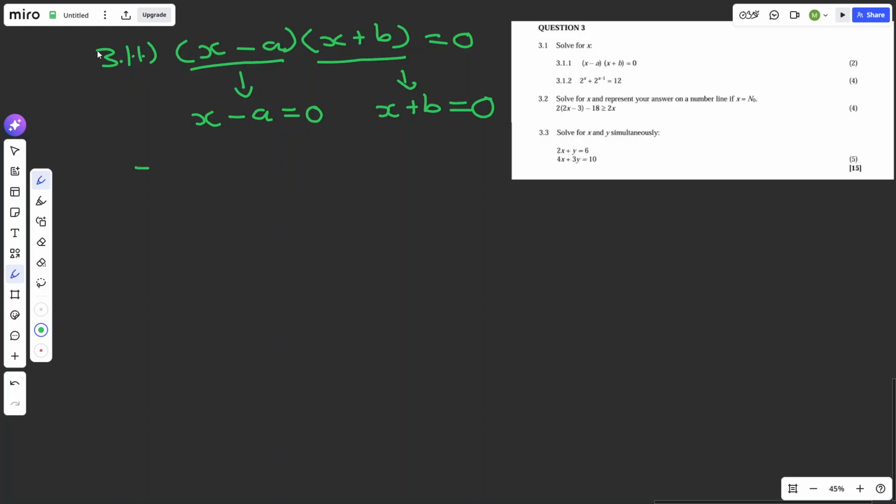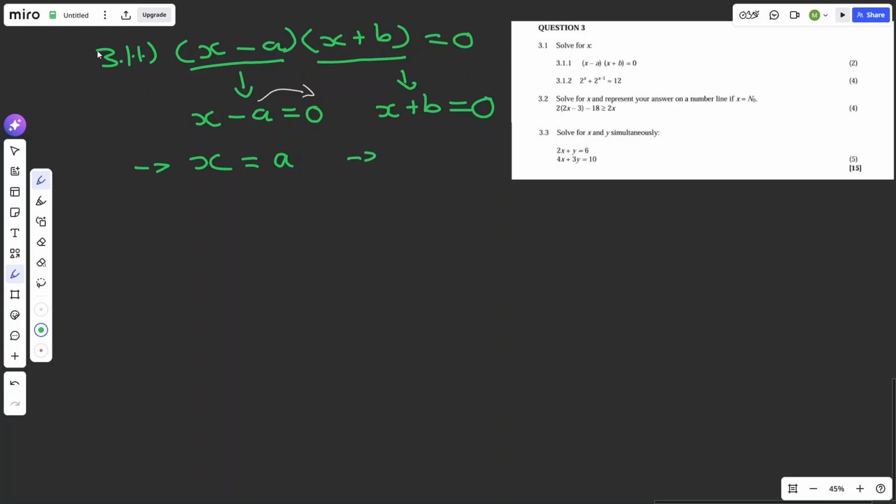So now here, we want x to be alone, right? So we're going to take a and then transpose it to the other side. So anytime you're transposing, the sign changes. So what we're going to have here is x is equal to positive a. On the left-hand side, it was a negative. On the right-hand side is positive.